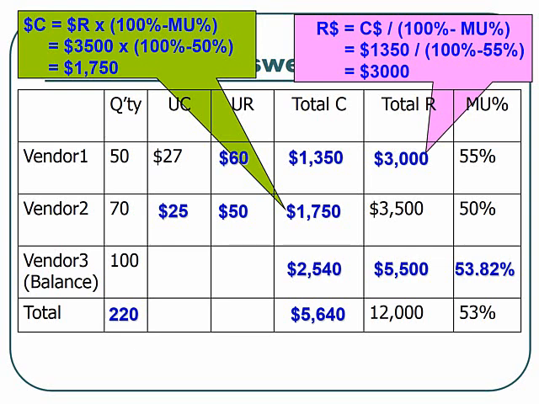We can take a look at the same row for the unit cost and unit retail column, right? Since we know the total cost and total retail, we can easily calculate the unit cost and unit retail by knowing the quantity as well. So you divide the total cost and total retail by the quantity of vendor 3 merchandise, which is 100. Then the unit cost and unit retail can be easily calculated. So they would be 25.4 and 55 for the unit cost and unit retail for vendor 3.